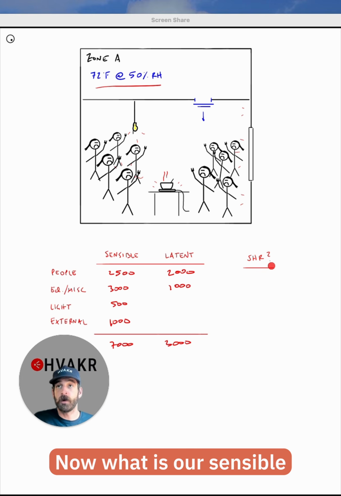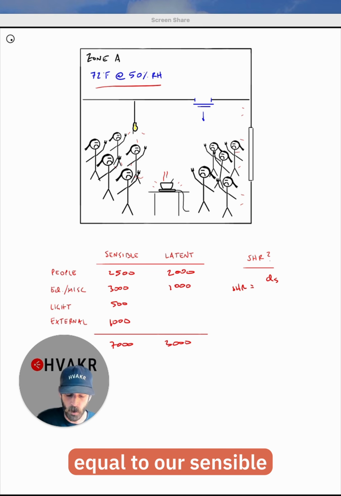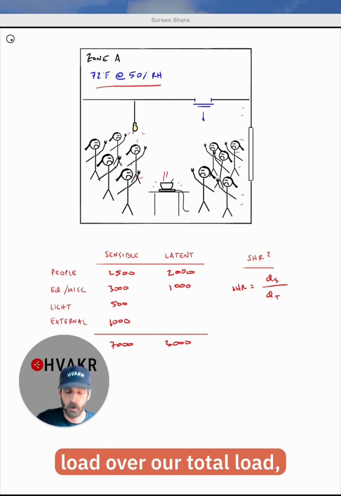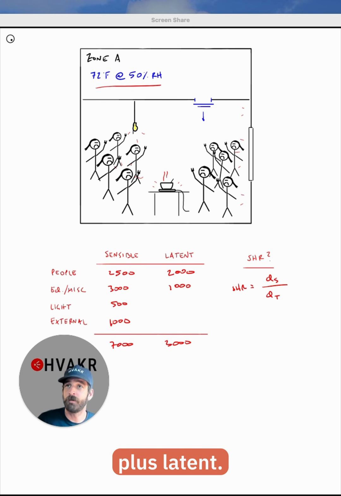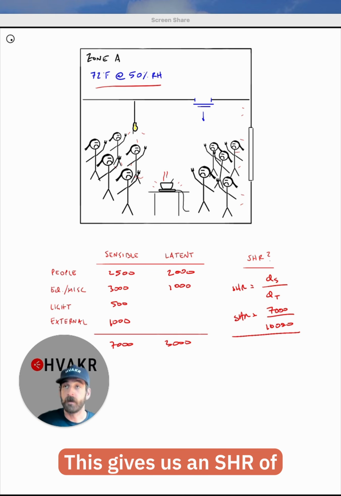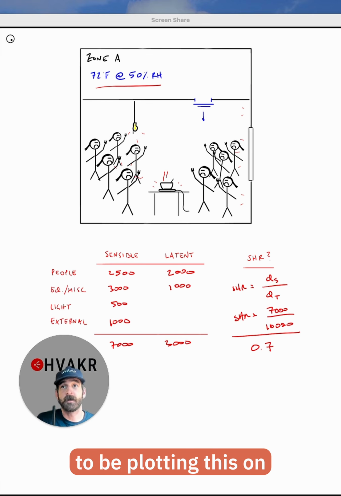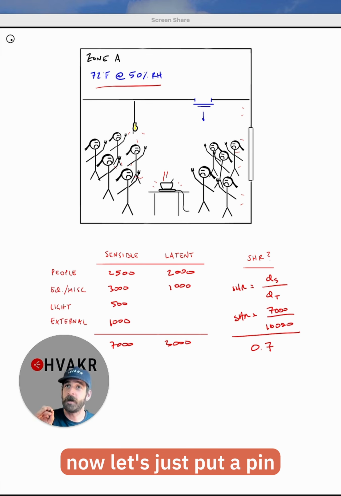Now, what is our sensible heat ratio? Our SHR is equal to our sensible load over our total load, being sensible plus latent. So in this case, we get 7,000 over 10,000. This gives us an SHR of 0.7. We're going to be plotting this on the psych chart, but for now, let's just put a pin in this.